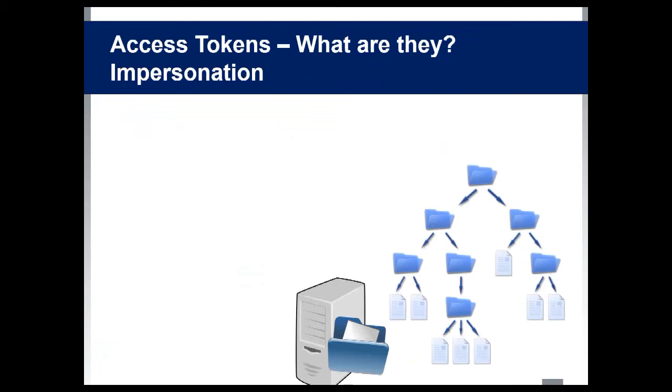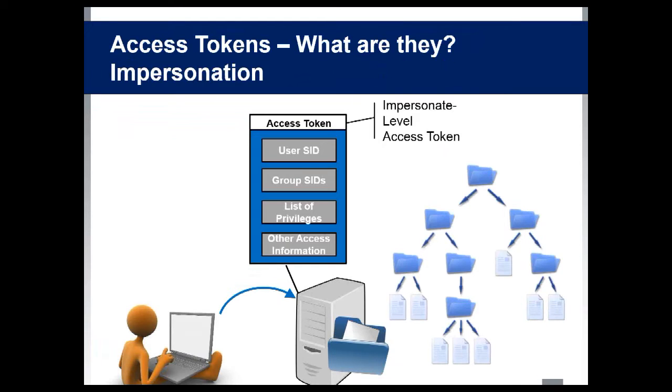Okay, so let's take a look at impersonation. Now, what if those files and folders are on a remote server? In this case, it's almost the same idea, except that when Word connects to the remote server, it creates a network logon, and that creates an impersonation token for that server process. And for the server to check which files the user should have access to, it's looking up the security information within the impersonate level access token.